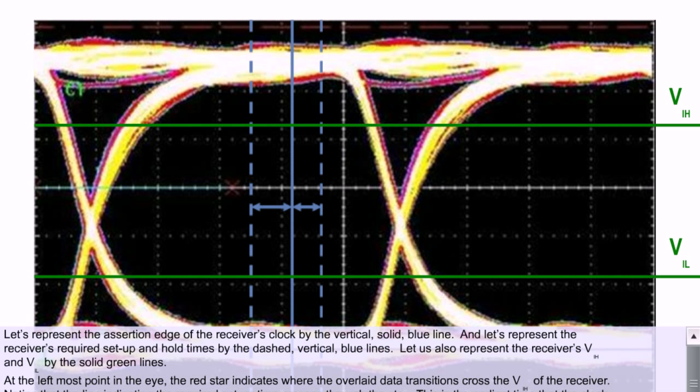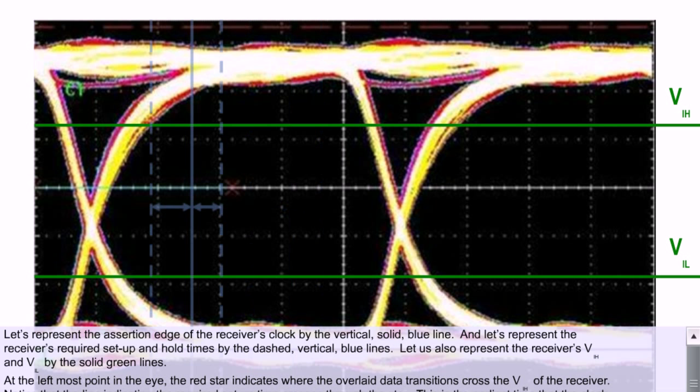Let's represent the assertion edge of the receiver's clock by the vertical solid blue lines, and the receiver's required setup and hold time by the dashed vertical blue lines. Let us also represent the receiver's VIH and VIL by the horizontal solid green lines. At the leftmost point in the eye, the red star indicates where the overlaid data transitions cross the VIH of the receiver. Notice that the line indicating the required setup time crosses through the star. This is the earliest time that the clock will occur to guarantee reliable data sampling.